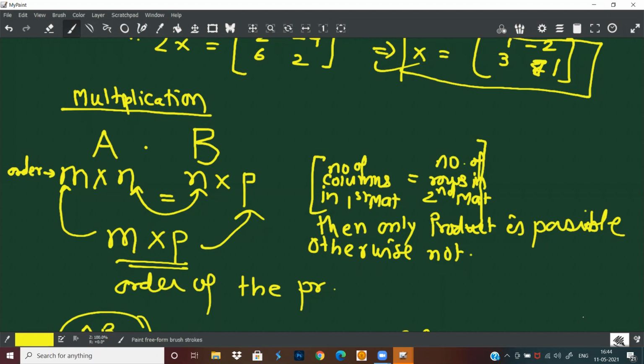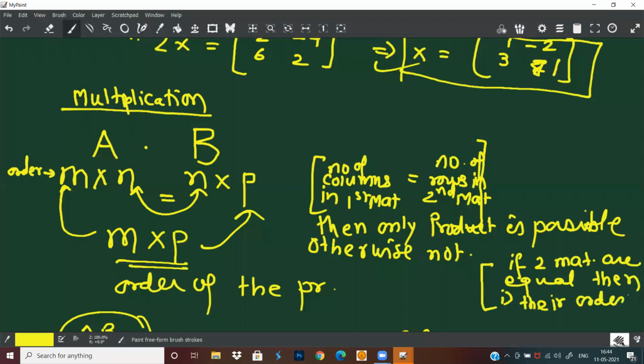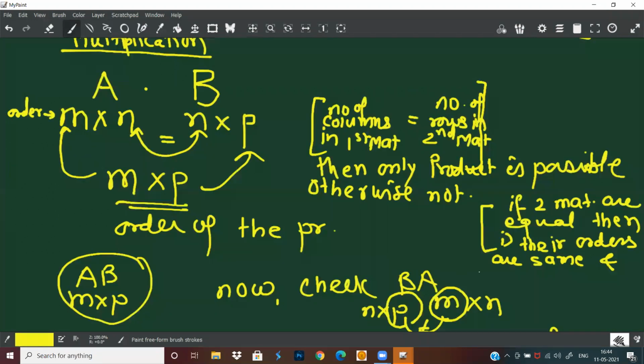You understand, Apurva, that if two matrices are equal, what happens? Tell me. What is the first thing? First, their orders are the same. And secondly, corresponding elements are equal. Corresponding elements are equal.